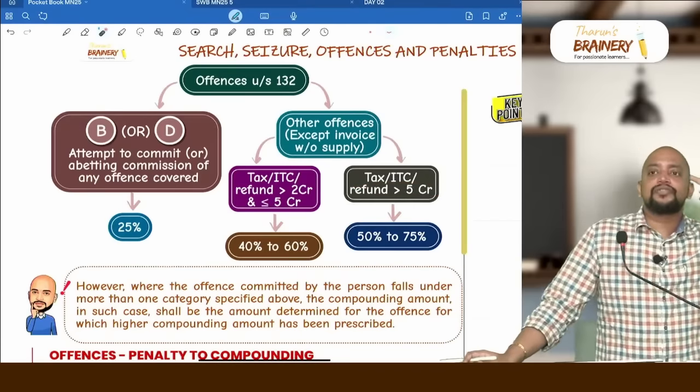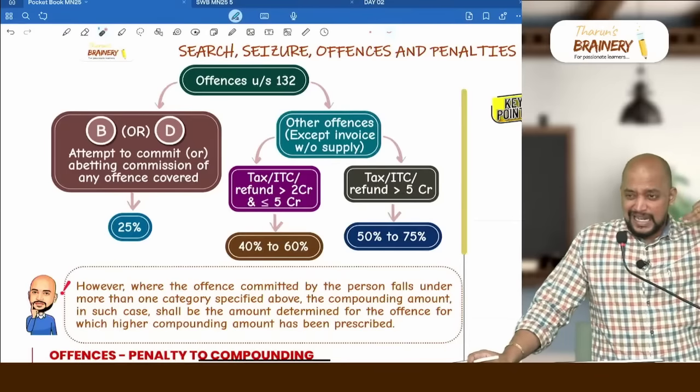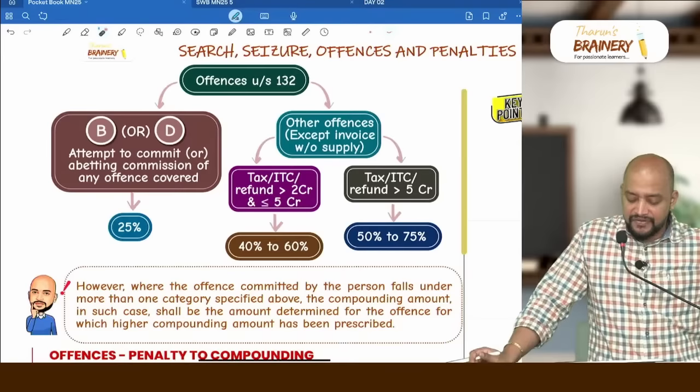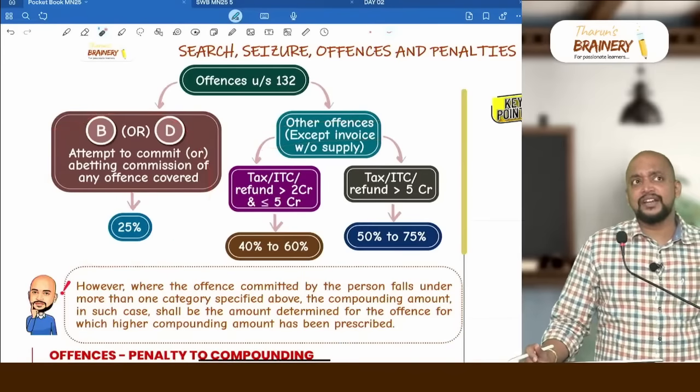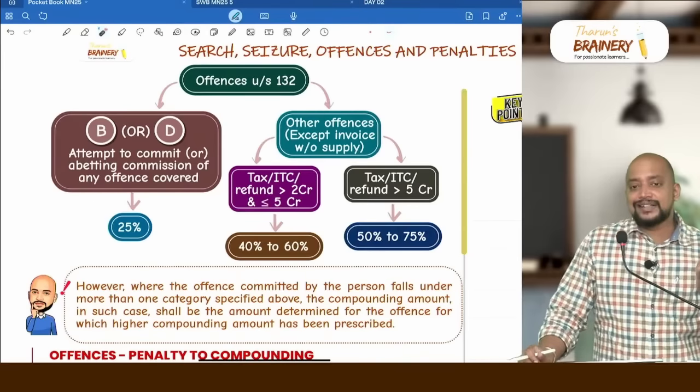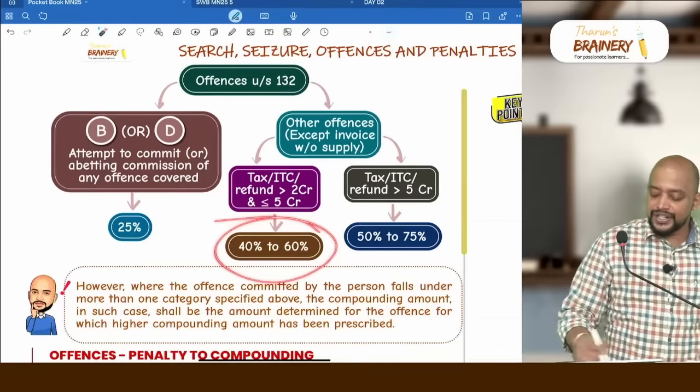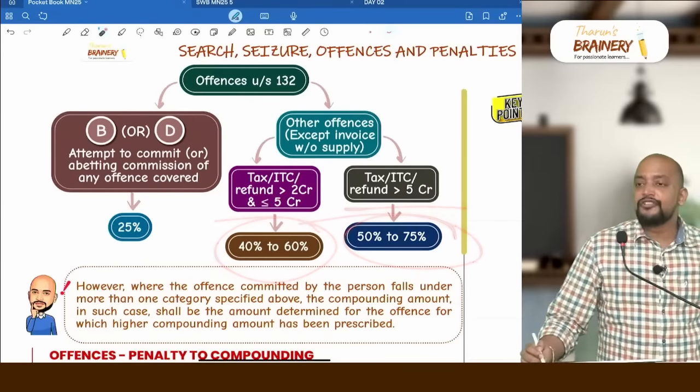First, books of accounts default, dealing in goods liable for confiscation, attempt to commit or abetting commission of offences: 25%. All other offences, if it is more than 2 crores but does not exceed 5 crores, 40 to 60%. More than 5 crores, 50 to 75%.